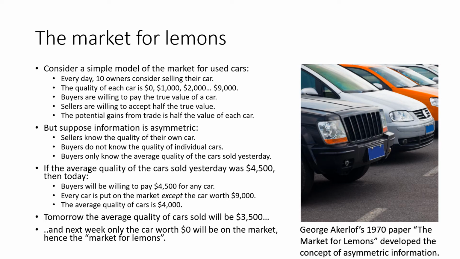This is based on the fact that buyers know less about the used car being sold than the sellers of the car. This is an example of a market for lemons. And this is a market failure. So asymmetric information is another type of market failure.